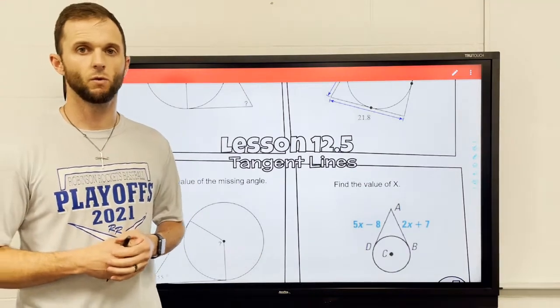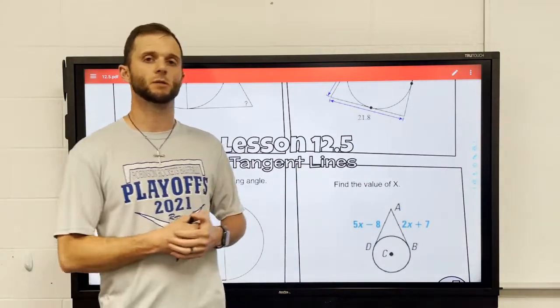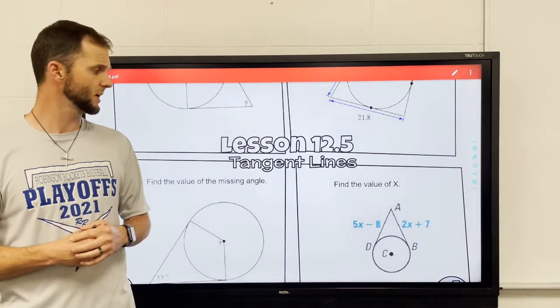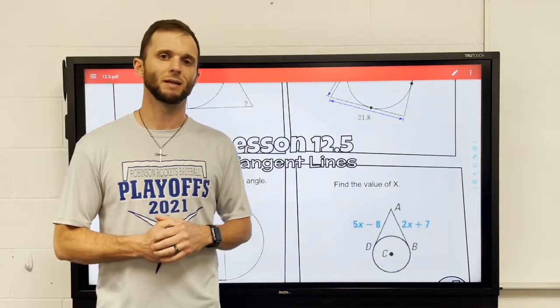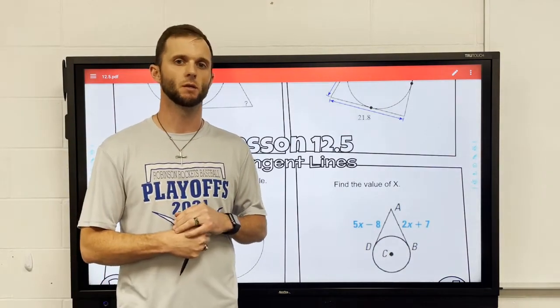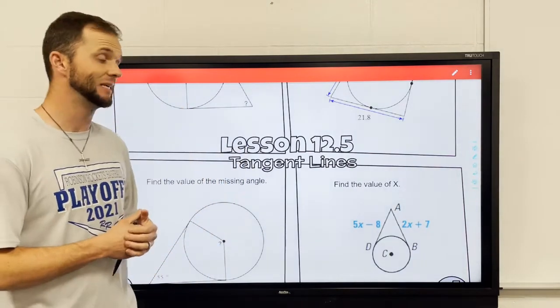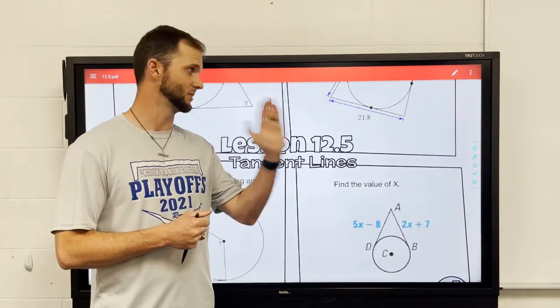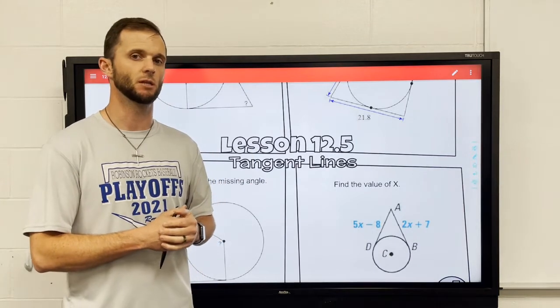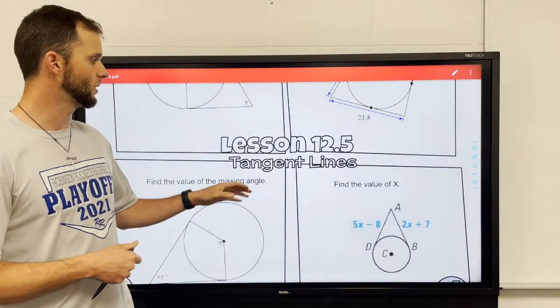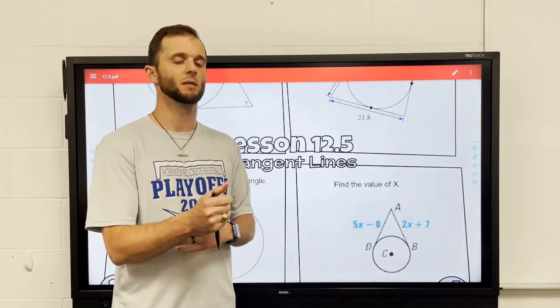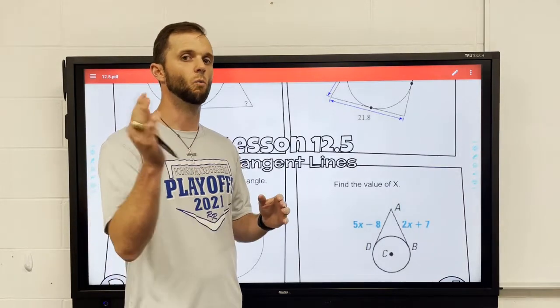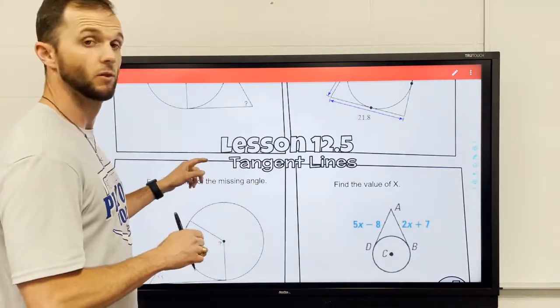So today we are moving on further into Unit 12, which has to deal with some more circle stuff. And today we're going to be looking at something called tangent lines. In the last lesson, we looked at secant lines, which meant a line going through the circle and touching the other side. Today we're looking at tangent lines, which means it only touches the circle once on the outside. So let's go ahead and look at that.